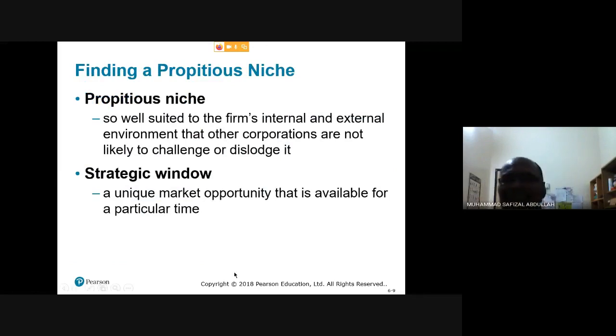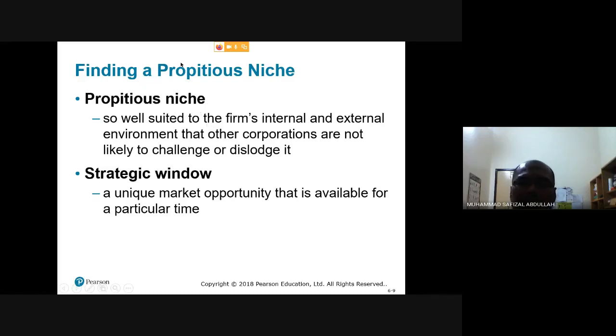Alright. Okay, class. When we do strategy formulation, it is very important for a firm to find a propitious niche. What is a propitious niche? A propitious niche is a niche that is propitious, in simple words, it means a market niche that is profitable to them, that is suitable for them. This is what we call propitious. Alright. What is niche, class? Can you remember what is niche? A market niche. What is a market niche?